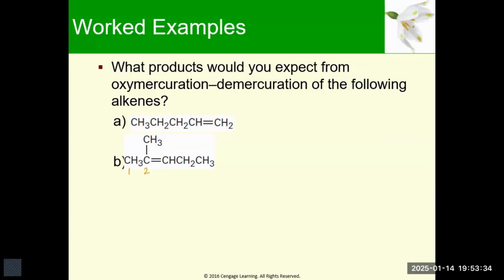We have 1, 2, 3, 4, 5 again. Counting carbons is important. On carbon 2, I have another methyl group. And then I have my double bond. I was going to give it a different color just to make it a little snazzy. All right, I have that. So again, I need to know where my hydrogen's going, and I need to know where my OH is going. So I'm going to count hydrogens. This side has 1 hydrogen. The other side doesn't have any hydrogens.